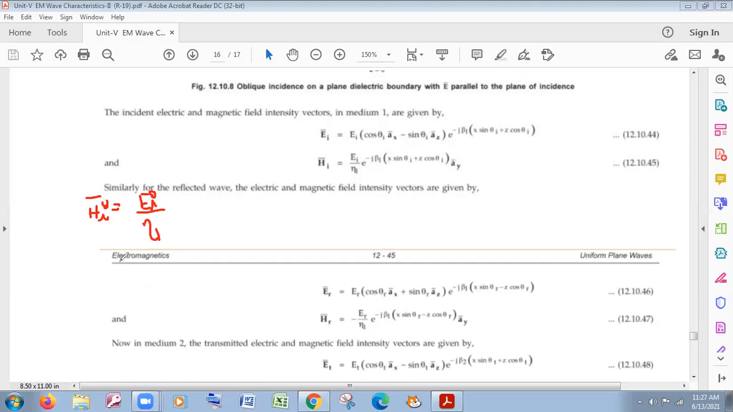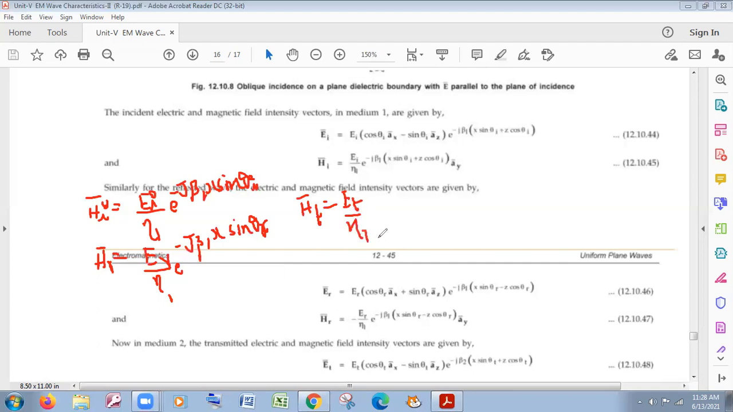And similarly, HR bar is equal to, in this, I can write this with z is equal to 0 also, e power minus j beta 1 x sine theta I. Let us write that also, and z is equal to 0. And HR is equal to ER by eta 1, e power minus j beta 1 x sine theta R. So theta I and theta R are both the same, which means the exponentials are the same. HT bar is equal to ET by eta 2, because it is in the second medium, medium 2, e power minus j beta 2 x sine theta T. According to Snell's law, this exponential value is also equal.